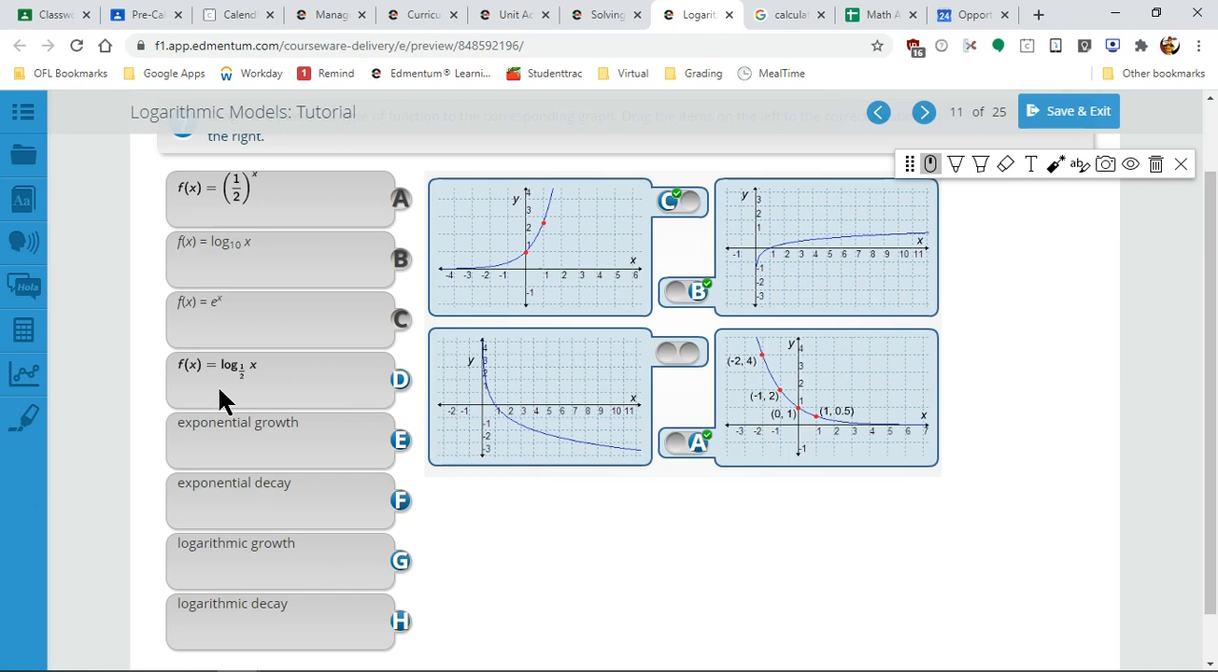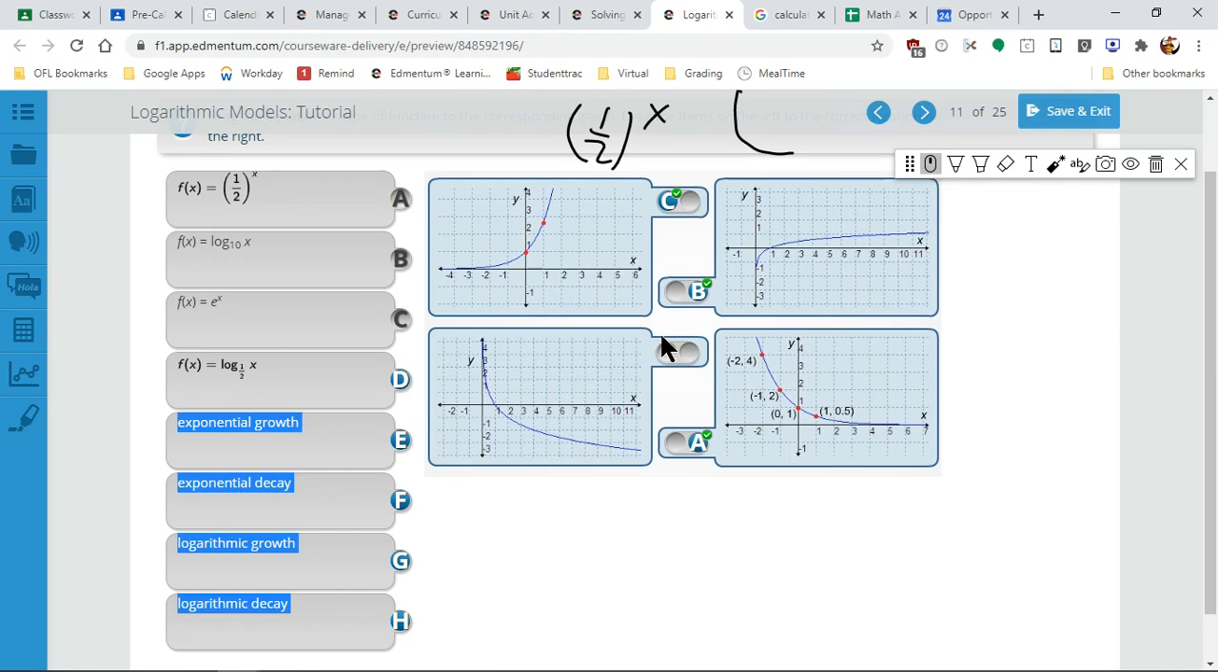This one's a log, but it's a log with a base of a fraction. So that's going to be this idea. Because remember, if your exponential growth factor is a fraction, that means that you're doing exponential decrease. So that means that when you do the inverse of an exponential decrease, you get this upside down log right here. Does that make sense?